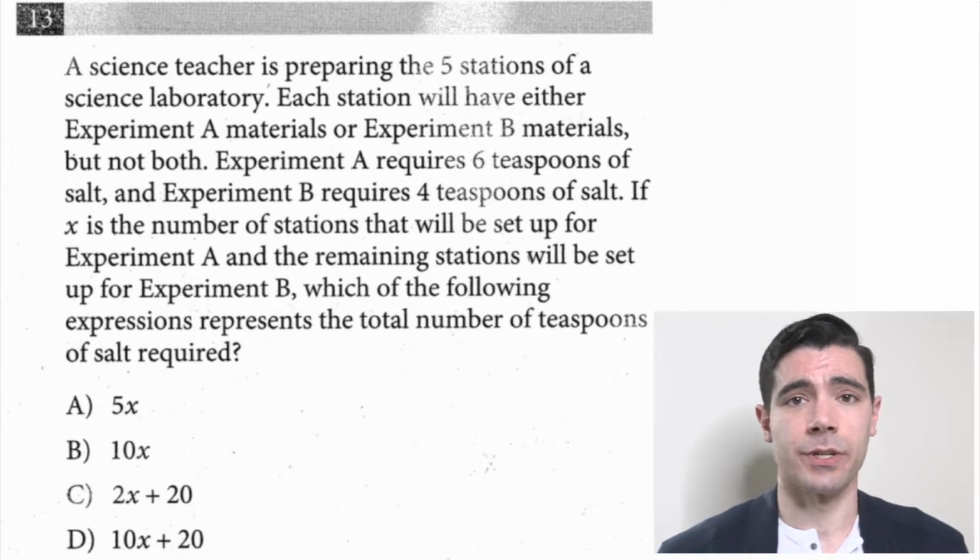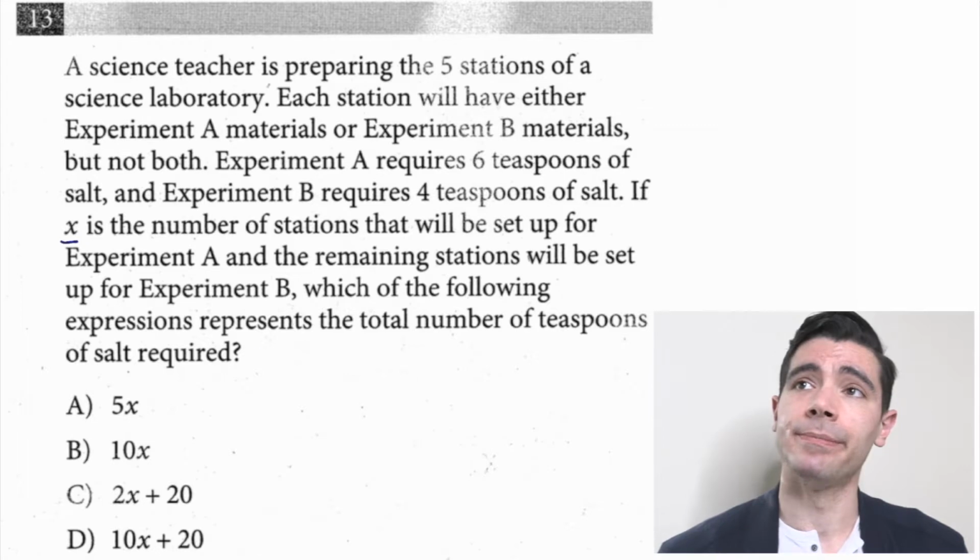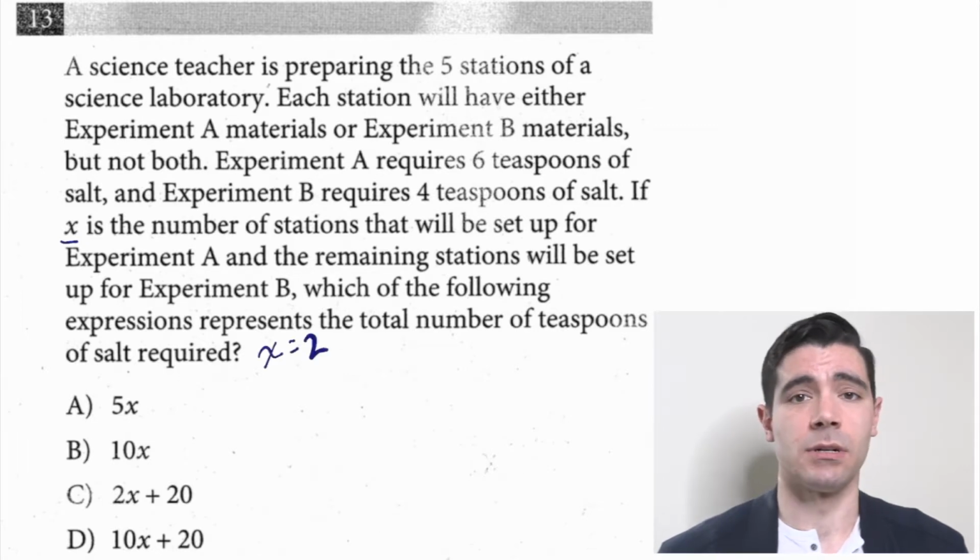Then if I look at the answer choices, I see that they all have something in common: X. Each answer choice has a variable. That's a pretty good indication that I may be able to choose my own number. Now the question told me that X represented the number of stations set up for experiment A. So what could X be? How about 2? Seems reasonable enough.